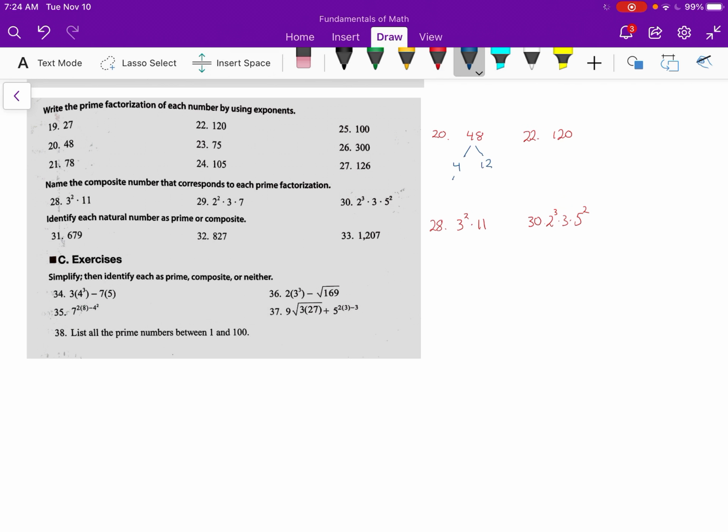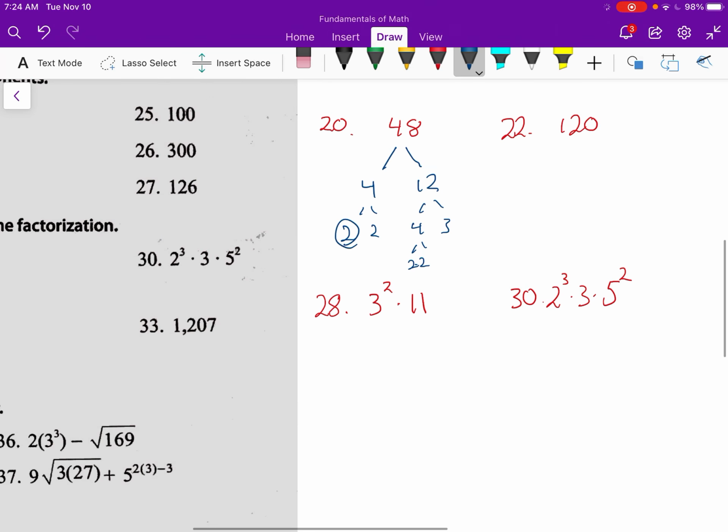So 4 times 12. And then 4 is 2 times 2. And 12 is 4 times 3. But 4 is 2 times 2. Sorry about that. It's pretty small. So we have 2, 2, 2, 2, and 3. And I'll just rewrite that in a minute. So 48 is 2 times 2 times 2 times 2 times 3. But this question asked us to write in exponential form. So those 4 twos, that's 2 to the 4th times 3. So there it is in exponential form.